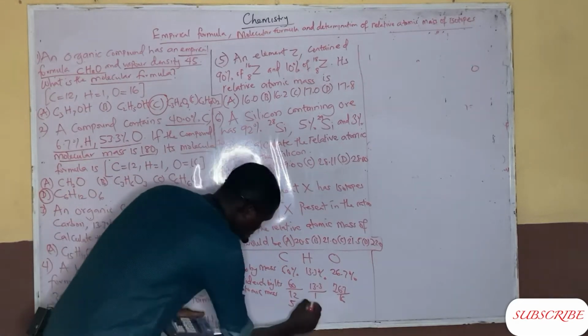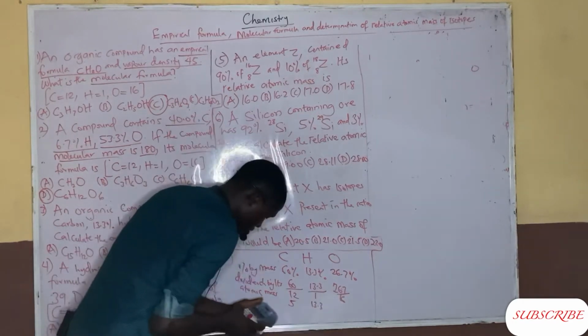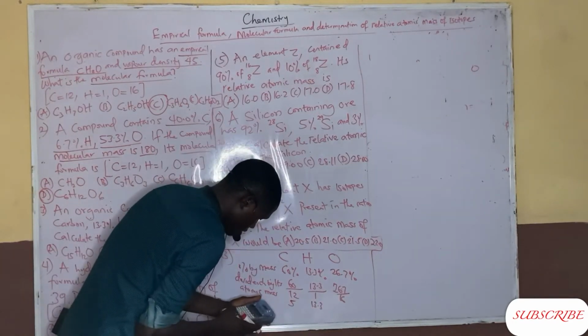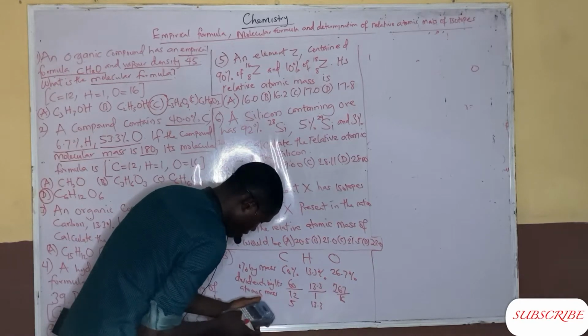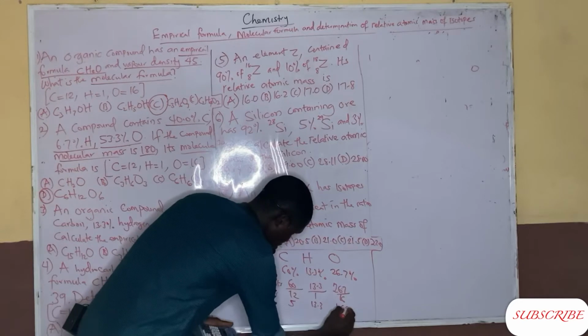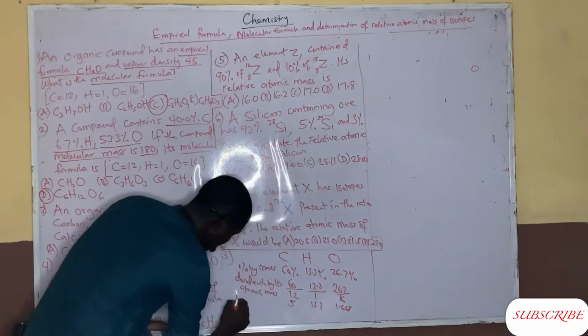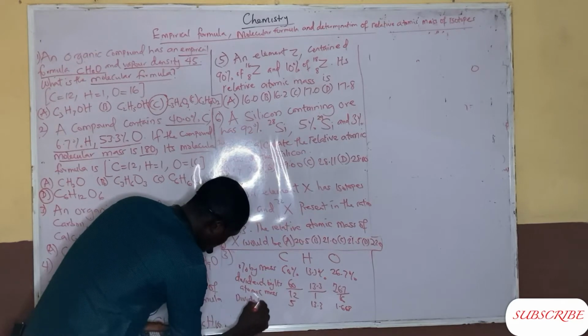Now this will give you 13.3. That is hydrogen. Now this one, 26.7 divided by 16, will give you 1.668. Now divide by the smallest.